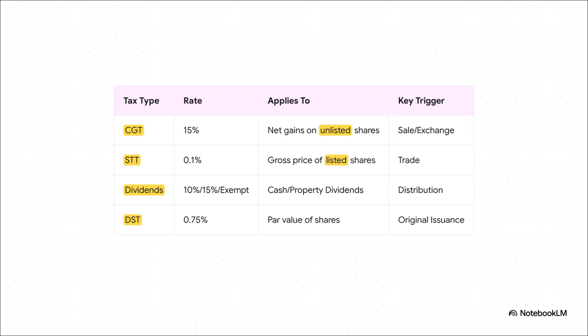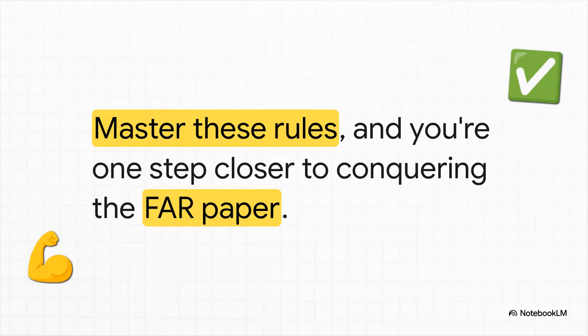Let's run through it. CGT is 15% on the net gain from unlisted shares. STT is a tiny 0.1%, but on the gross price of listed shares. Tax on dividends depends on who gets it. And DST is 0.75% on the par value when shares are first issued. If you can just remember these key distinctions, listed versus unlisted, net versus gross, and sale versus issuance, you are golden. And that's pretty much the whole shebang.